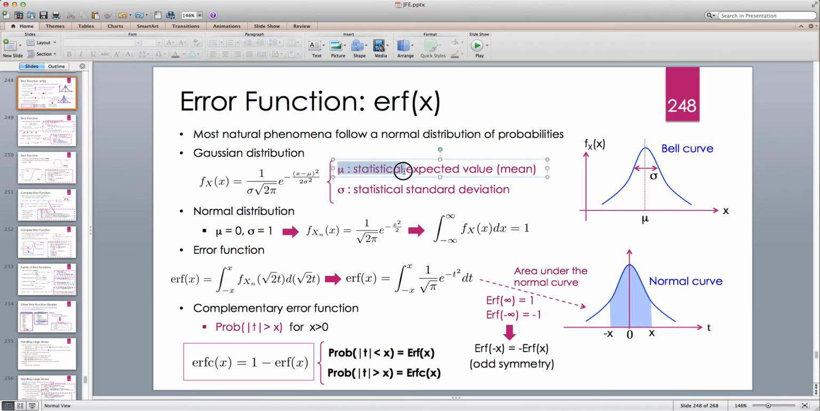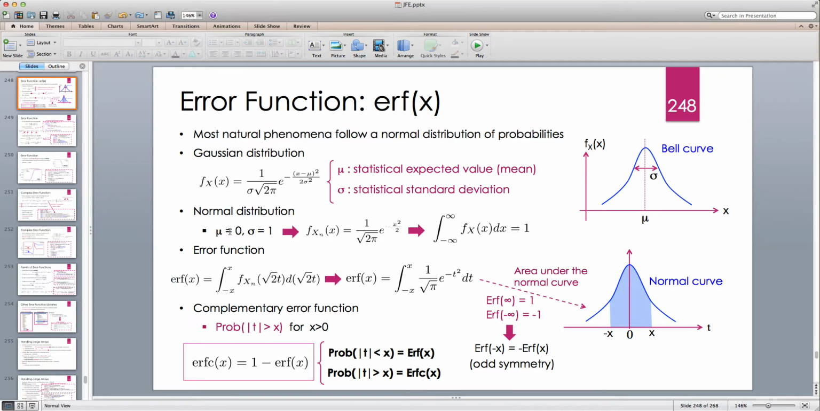So mu is a statistical expected value or mean. If you are familiar with quantum mechanics, you know that this expected value or mean value is also called the observable value, because we typically measure the value that is most likely to be seen, right? That's kind of like our observable value. And then sigma is the statistical deviation from the observable value or this mean value.